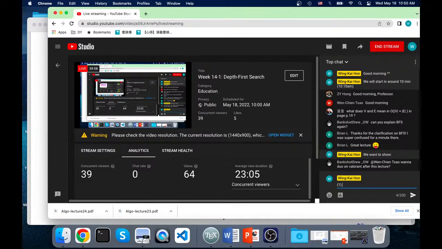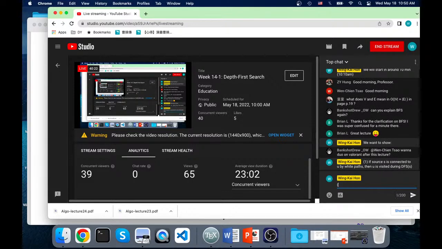Okay, so the first one is: if source S is connected to U by a white path, then U is visited during DFS of S. So this is the first one, and then we have the second claim.